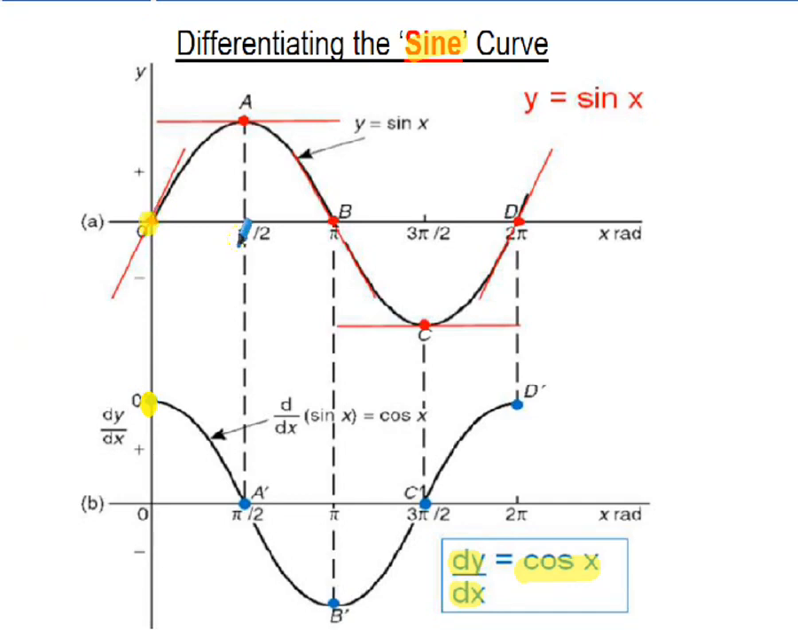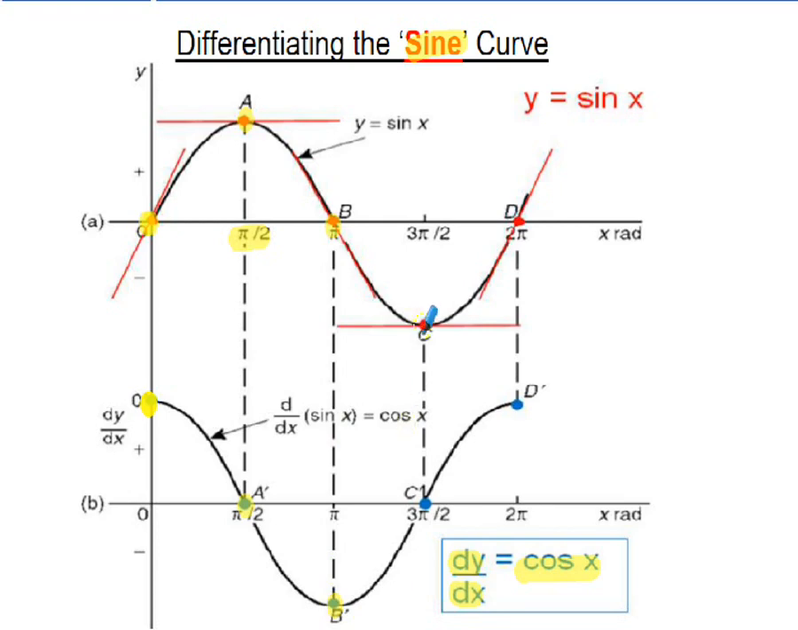If we move to the angle pi upon 2, we find that point A here would have 0 gradient, because if we draw a tangent to point A, we get a horizontal line. Now on the dy by dx curve, the cos curve, we get 0, which would be correct. If we now go to the point B on the sine function, that's at angle pi here, we should have a maximum negative value, because it's a maximum negative gradient at that point. And on the dy by dx curve, the cos curve, we get a maximum negative value on that curve.